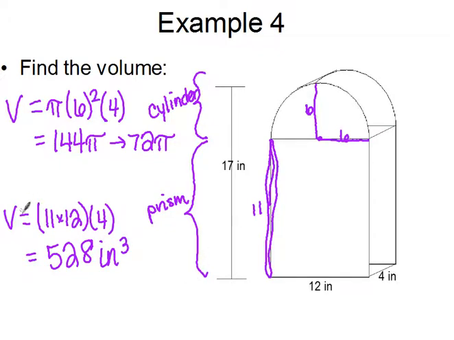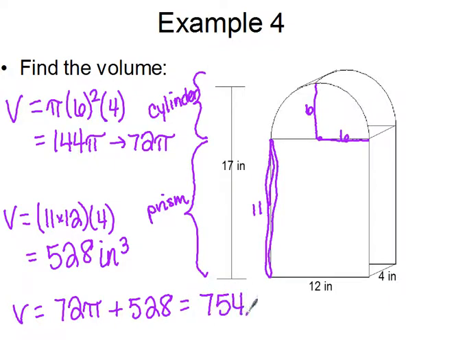So then to get the volume of the entire shape, we do 72 pi plus 528. Type this in. 72 pi plus 528. We get 754.2 inches cubed. Okay, so we could do the volume of all kinds of shapes just by putting together things that we already know how to do.